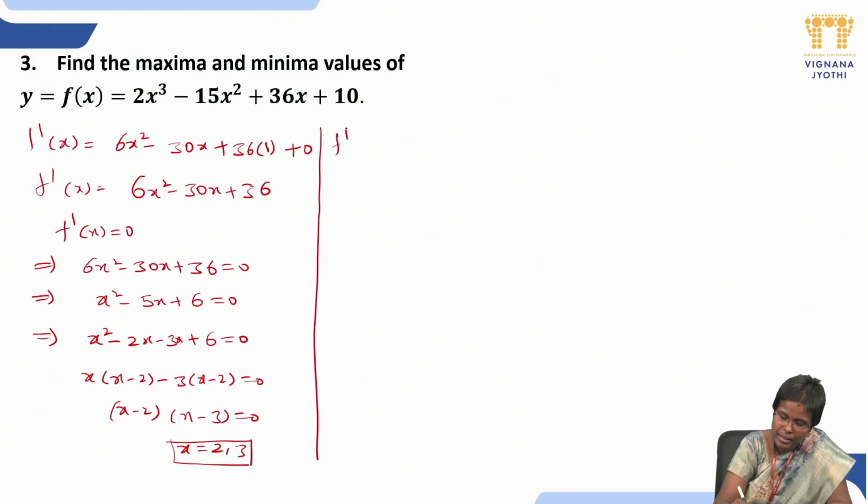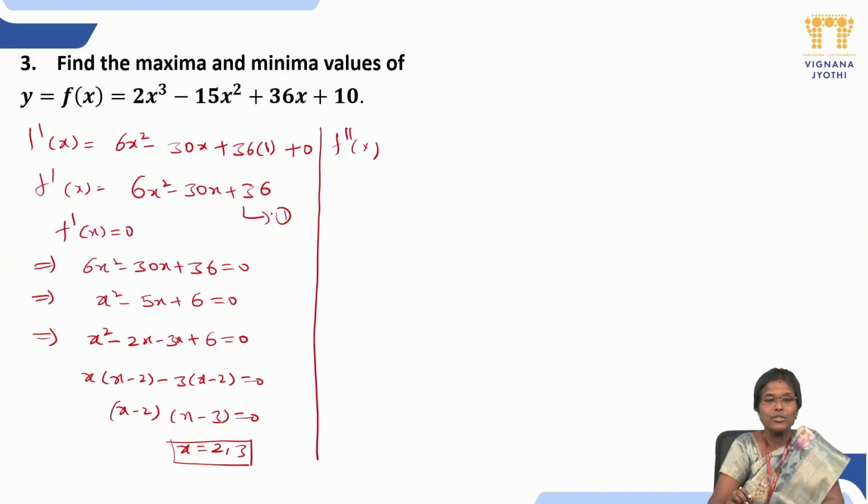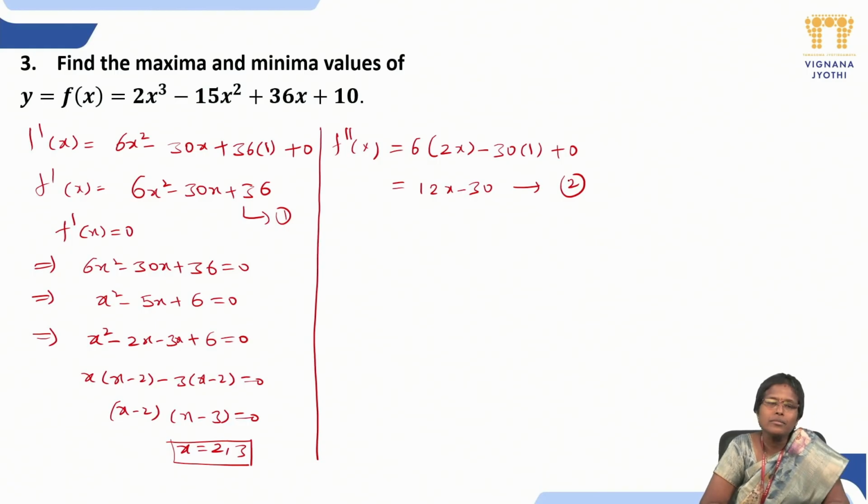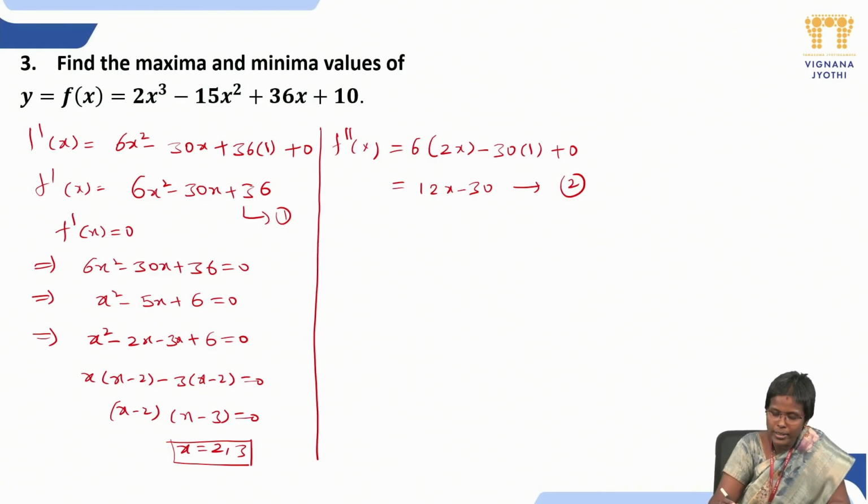Right. Now, what about the next step? I have to differentiate the function again. So, the first derivative I have taken. Now, the second derivative: 6, what is the derivative of x square? 2x. Minus 30 into the derivative of x, which is 1. The derivative of a constant is 0. This is nothing but 12x minus 30. Let us say this one is f double dash. Now, what is the procedure we are following here? At x equals 2, let us find the second derivative value.